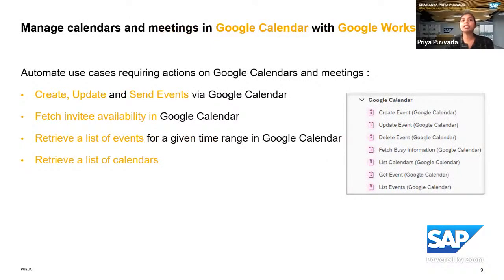And calendars and meetings, Google Calendar, another Workspace product. How do you automate it? And what are all the activities SAP Build Process Automation is providing you? You can create, update, and send events via Google Calendar. You can retrieve the list of the calendars in the account. You can even retrieve the list of the events for a specified time range in Google Calendar. You can fetch the invitee availability as well from Google Calendar.